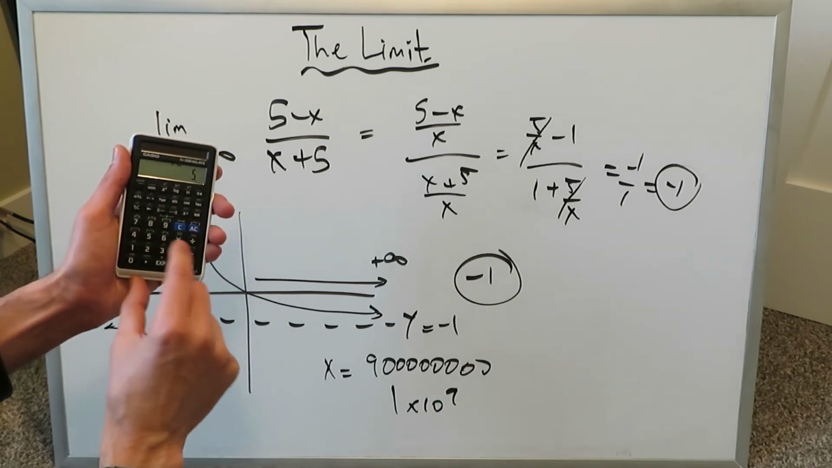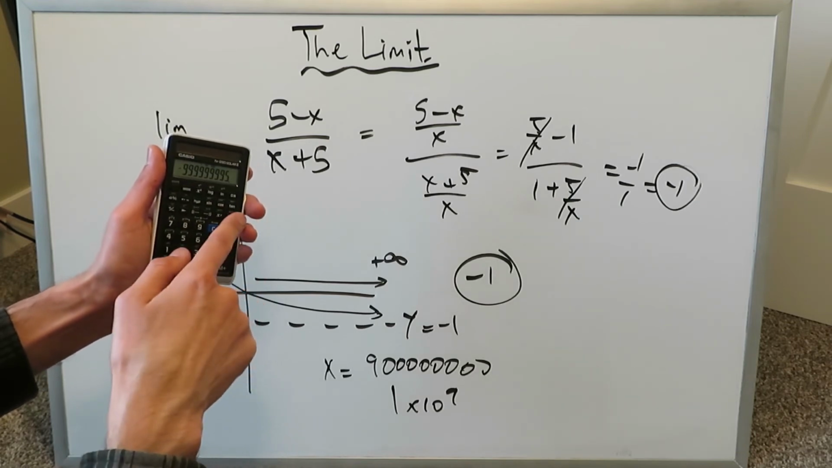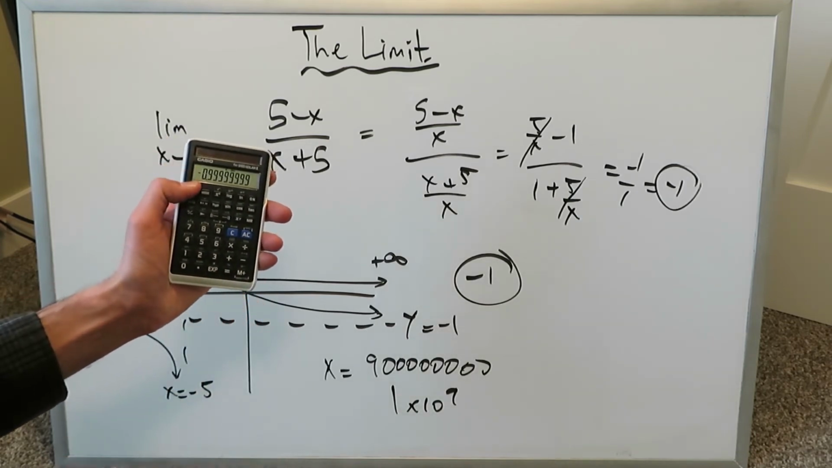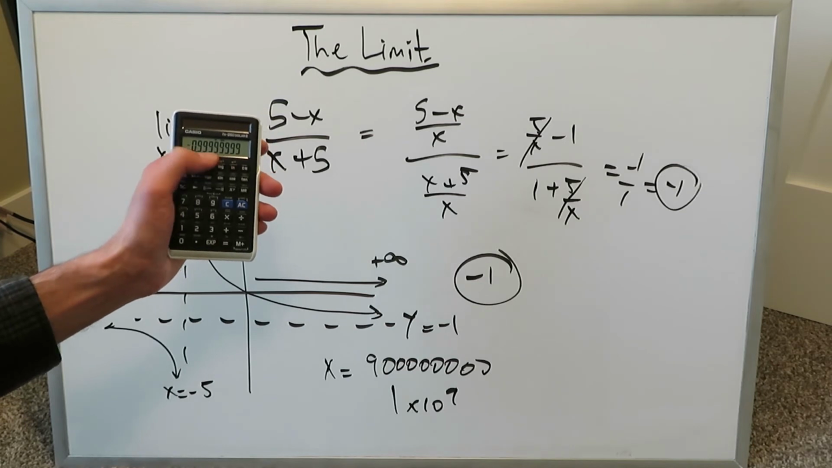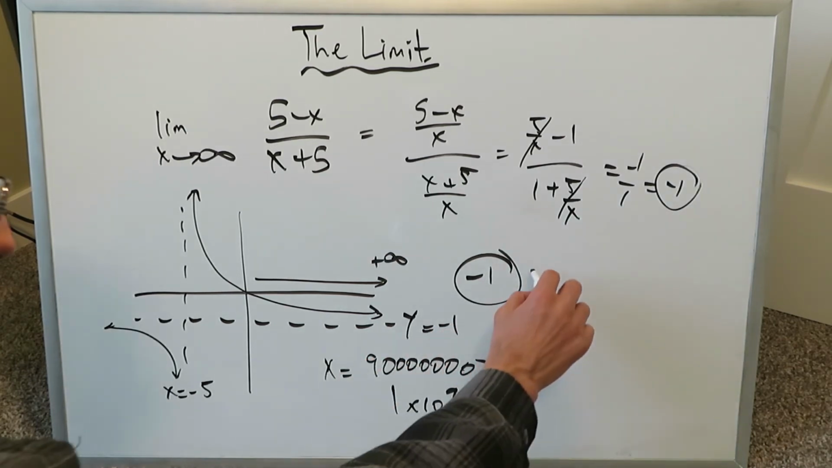I save that. Then I do 5 minus 1 exponent 9. I divide that by my saved value, and what am I going to get? Minus 0.99999, which is very close to minus 1. The more zeros you add, the closer you'll get to minus 1, but minus 1 is a good answer.